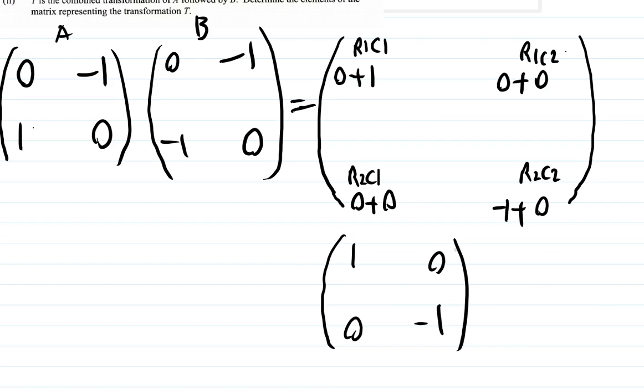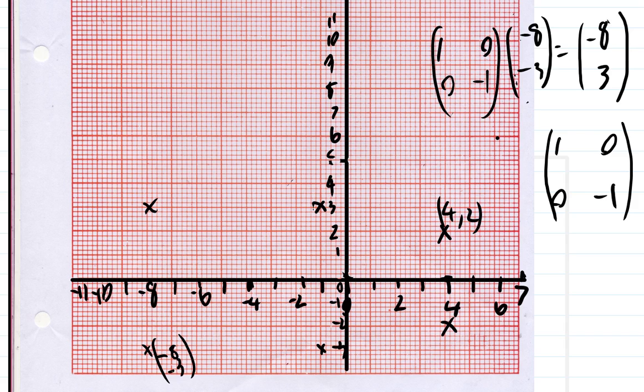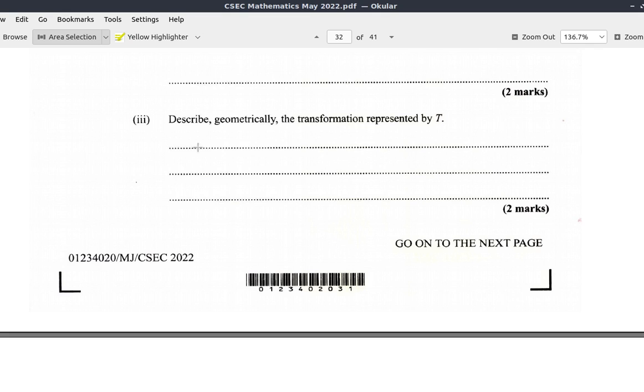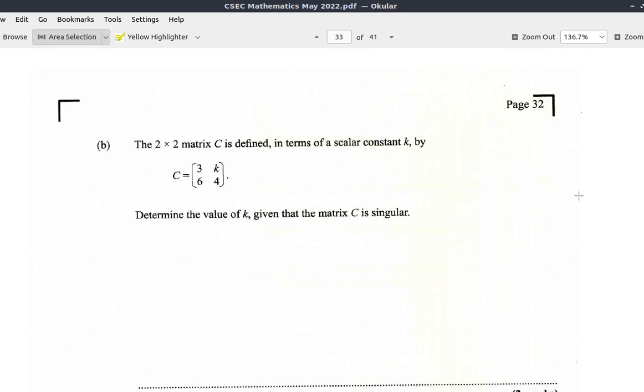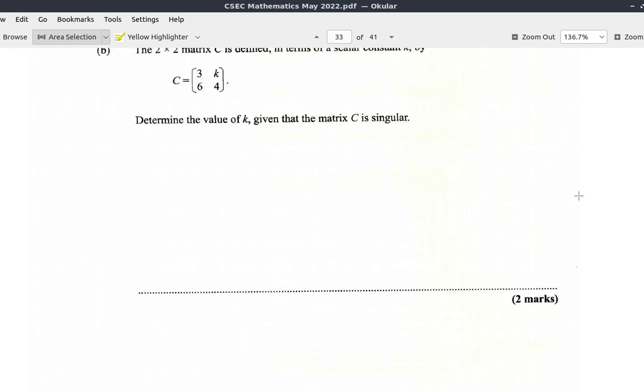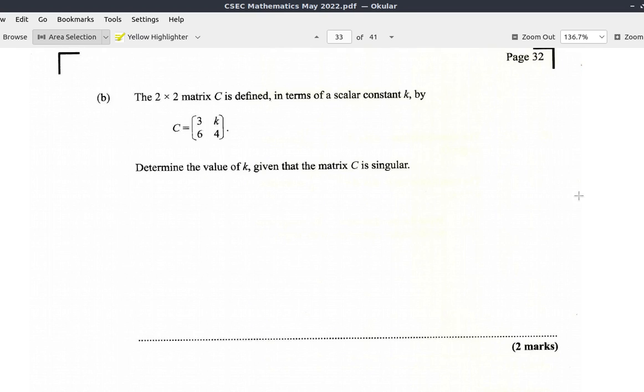Alright, so what you would write here is that T is a reflection about the x-axis. Alright, so let's see what's going on down here. Oh, part B. We're going to look at part B in our next video.